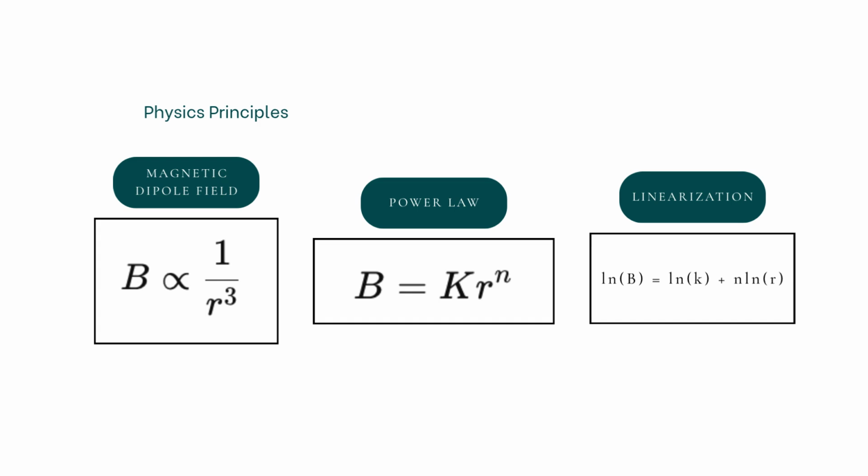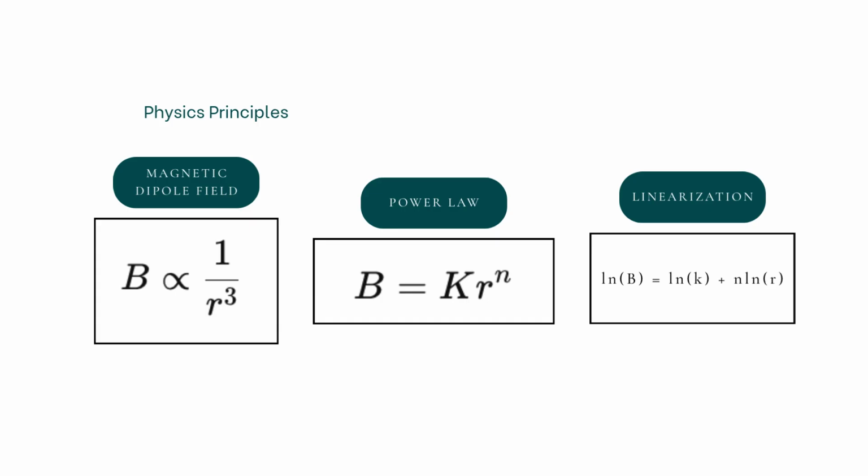So a quick overview of some physics principles. In terms of the magnetic dipole field, a bar magnet behaves like a magnetic dipole. Its magnetic field decreases with distance, following an inverse cube relationship. We will be utilizing the power law relationship in this lab and assuming that the magnetic field follows it in this experiment to experimentally determine the value of the exponent n.